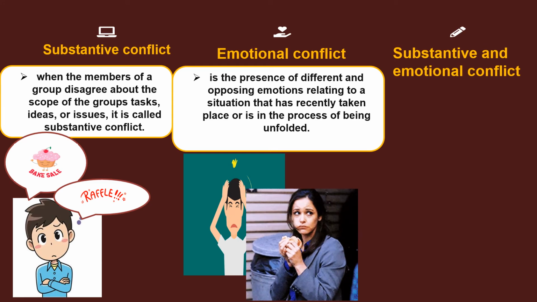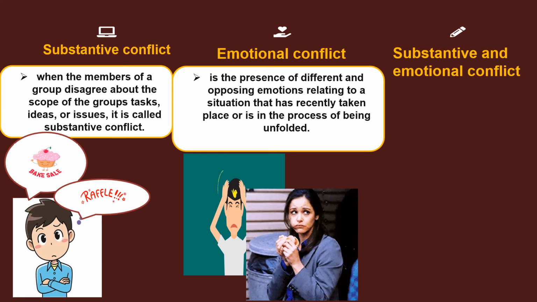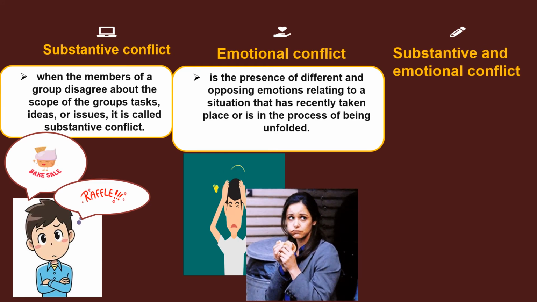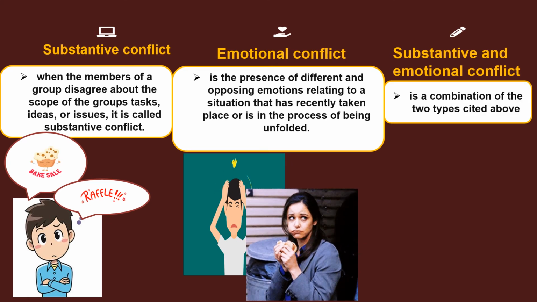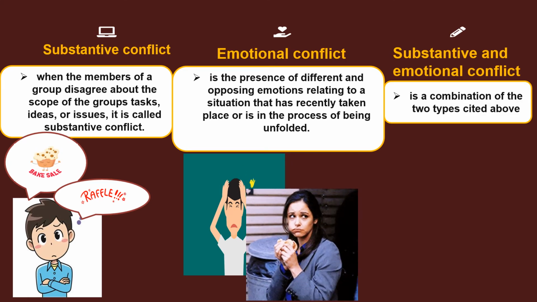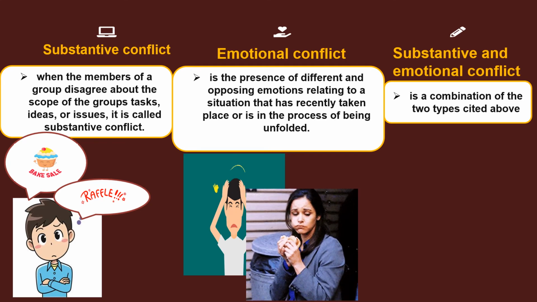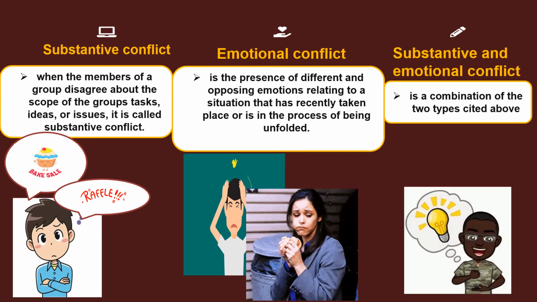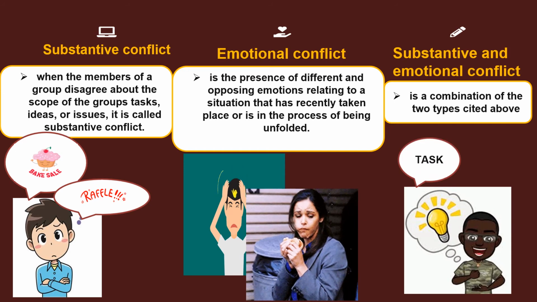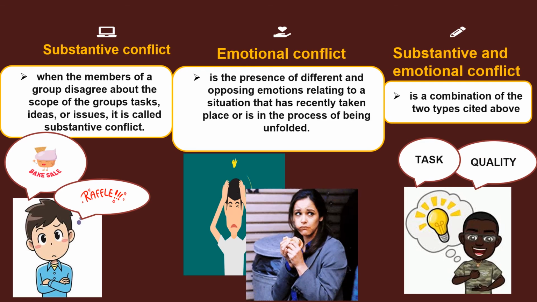Next is substantive and emotional conflict. It is a combination of the two types cited above. For example, conflict can arise over questions about an individual's performance, differing views about the scope of a task or assignment, disparate definitions of acceptable quality, or the nature of a group goal.